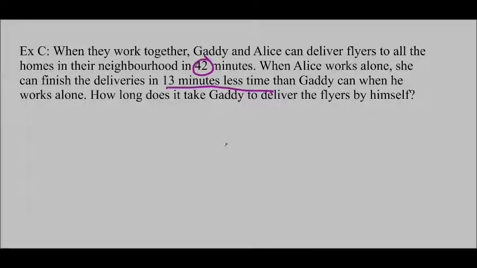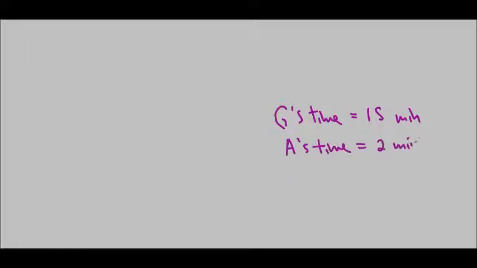Now before we tackle this problem, I would like to talk about it a little bit. If you think about how this kind of thing works, let's say that Gaddy's time is 15 minutes. And that means that Alice's time, which is 13 minutes less, is 2 minutes. If they're working together, it should not take them 17 minutes. Does that make sense? Because Gaddy plus Alice should be shorter, so it should not be 17 minutes. It should be shorter than Gaddy's time, right? Because she's helping him out, so it goes faster than his time.